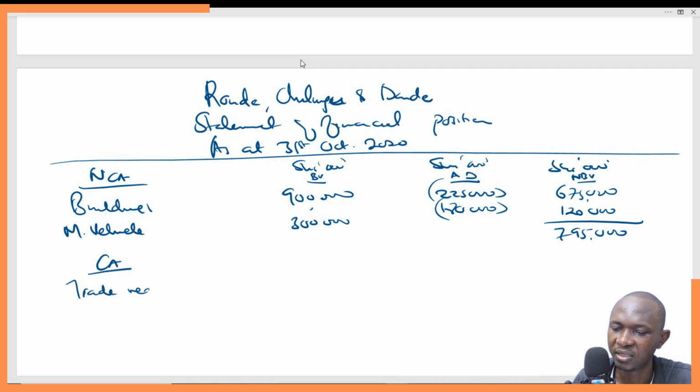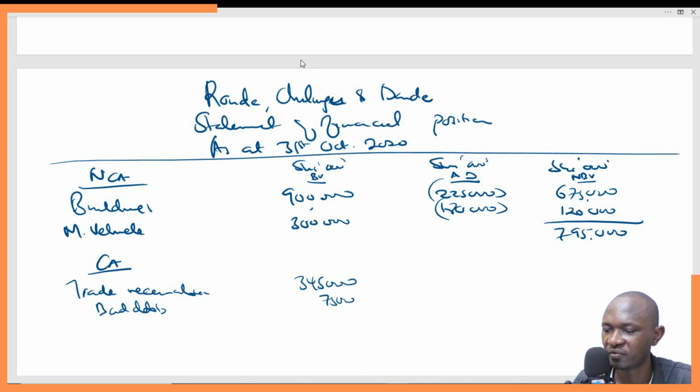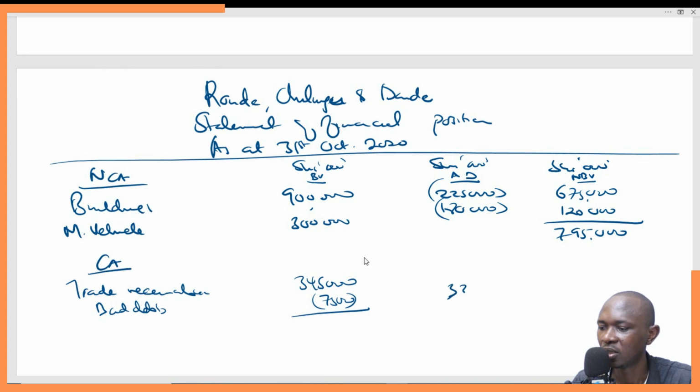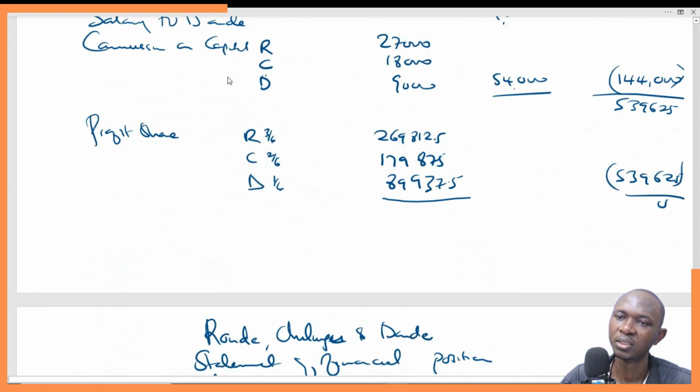Trade receivables. Its figure is 345,000. We want to less the bad debts which are to be written off. So 345,000 minus 7,500. That gives us 337,500. Good. Now let's proceed.